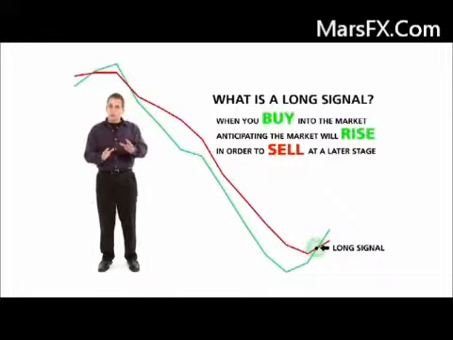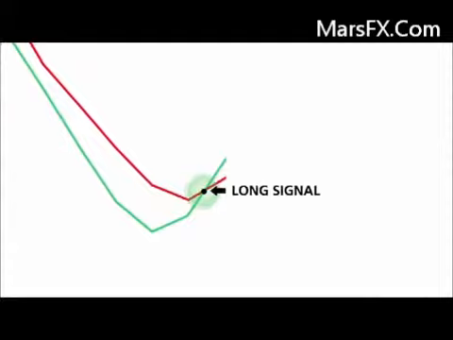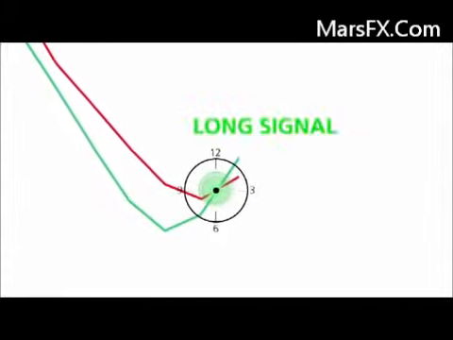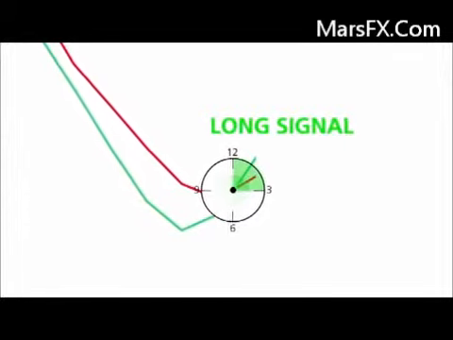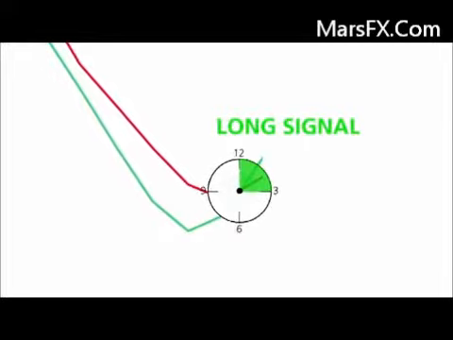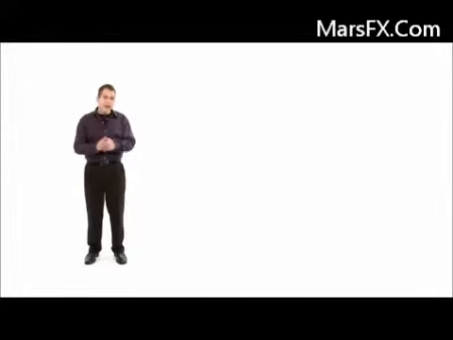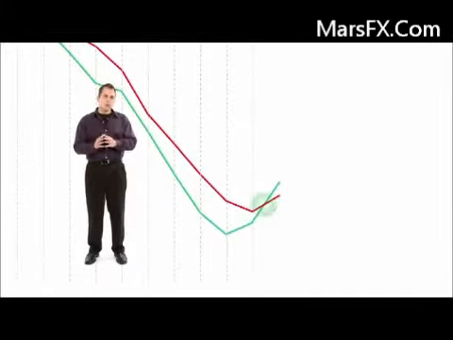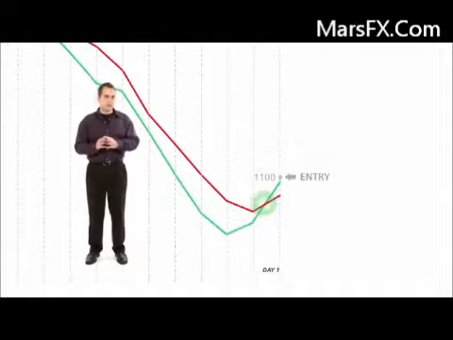So we are looking for a long signal here on the chart, and that is represented by when the green line crosses above the red line, and both of those lines are pointing in an upward direction. If the lines have crossed and they are not pointing in the correct direction, this is not a signal. Now when this cross occurs, we want to enter the market long at the closing price of the cross. So in this case, for this example, the closing price of this cross is 1,100.